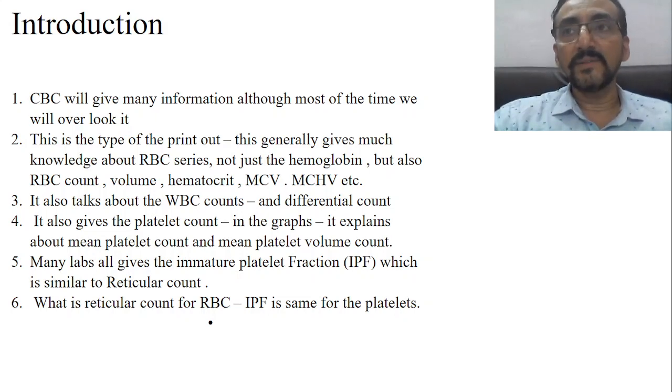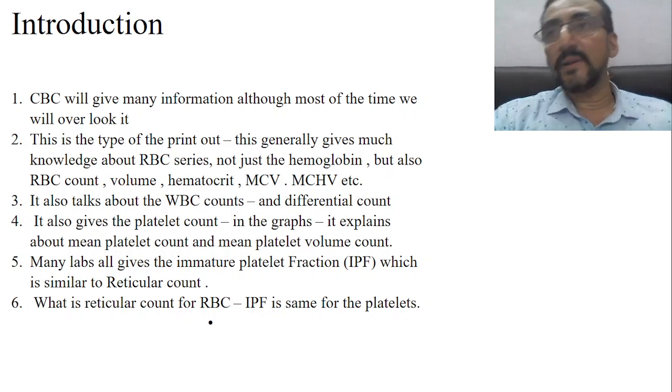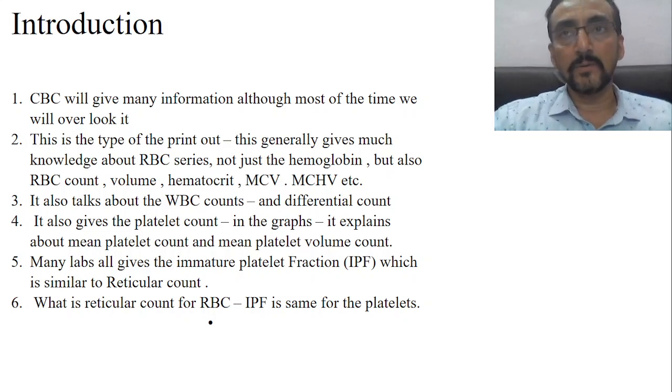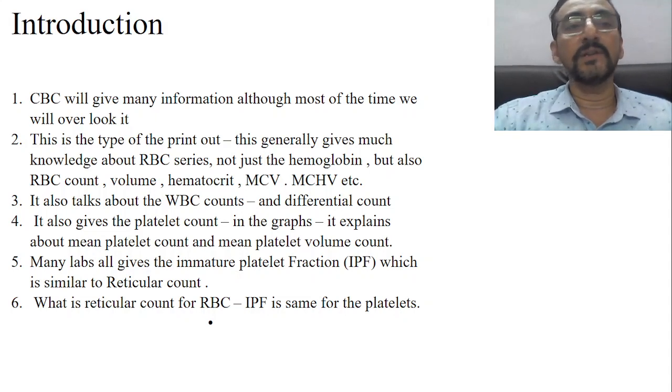Similarly, this is for the RBC side. For the platelets domain, it is IPF, immature platelet fraction. Immature platelet fraction is present in the bone marrow and is about to be released into the blood. So once you calculate the IPF, you come to know the situation inside the bone marrow with respect to platelet count. Therefore IPF also gives information, and this is also present in the CBC.